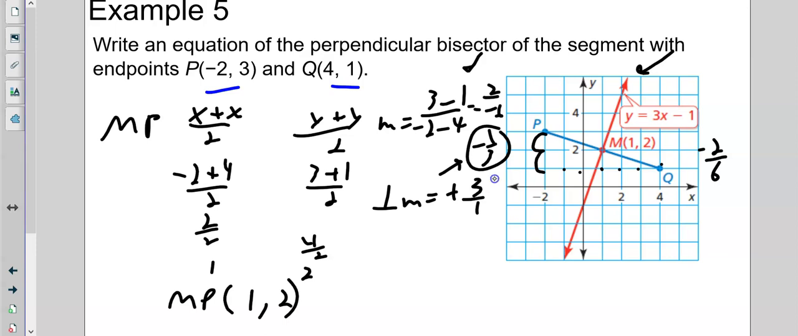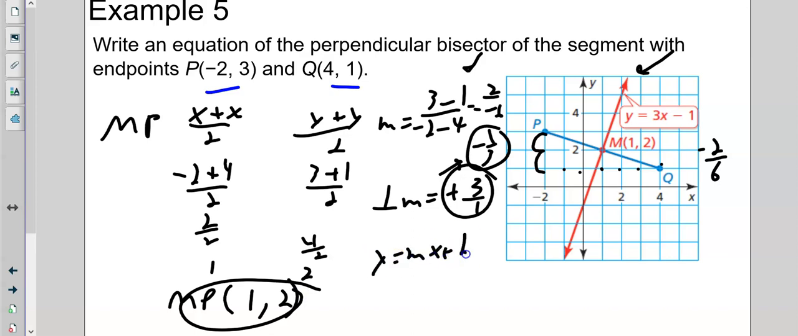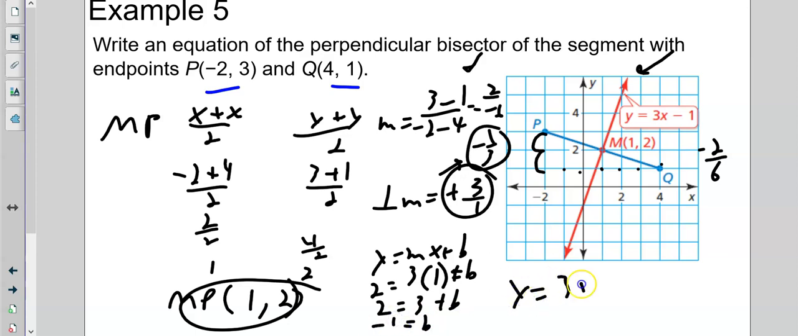So now that we have all the information we need, we have the slope and a point. We write y equals mx plus b. We put in our y, we put in our m, and we put in our x and find out what b is. So that's 2 equals 3 plus b, so b equals negative 1, and there we have y equals 3x minus 1, which we already knew because they gave us the answer, but that is mathematically how you find it.